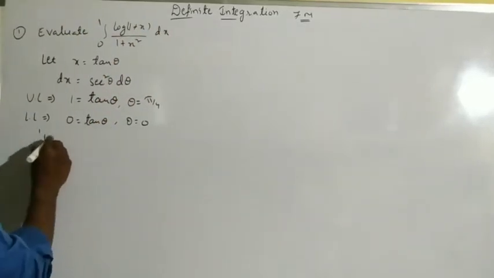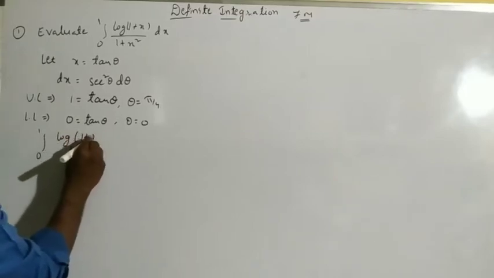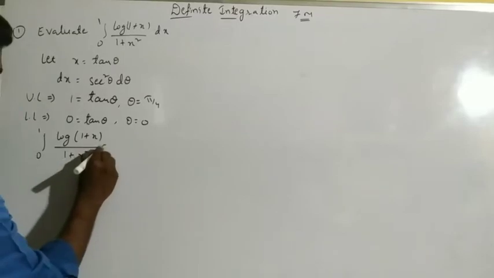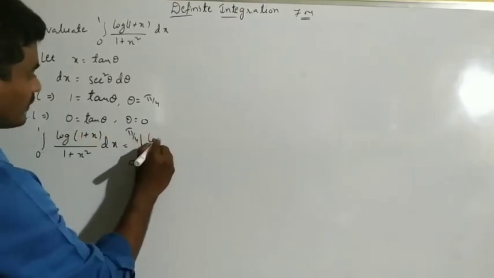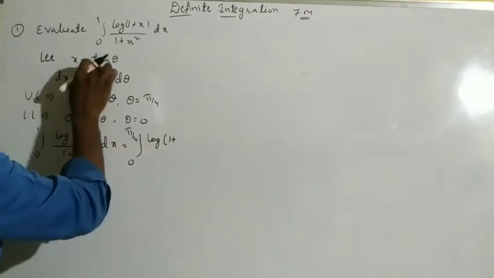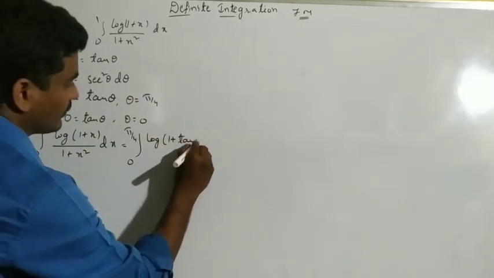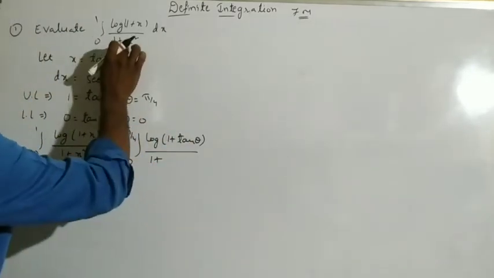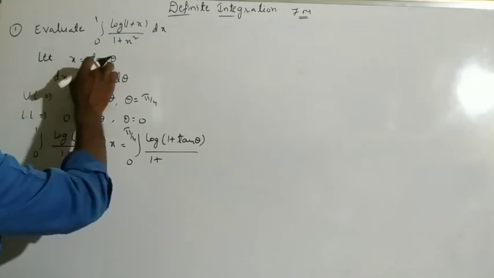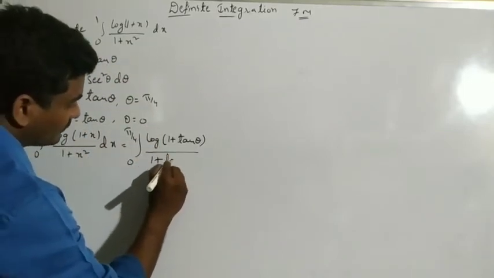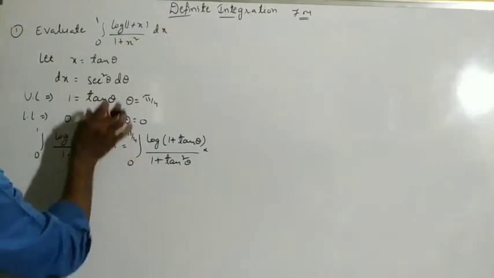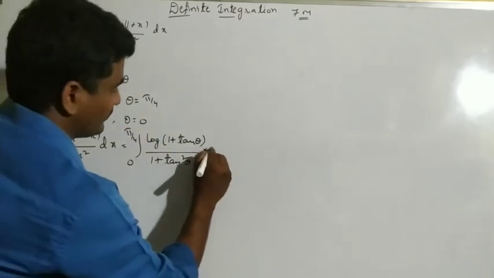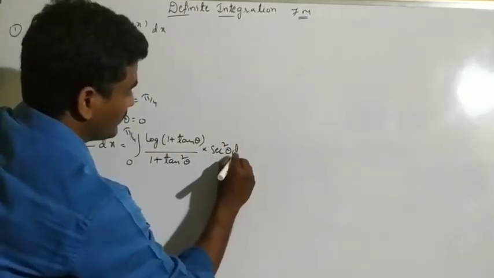The integral from 0 to 1 of log(1 plus x) by (1 plus x square) dx equals, after substituting, the integral from 0 to pi by 4 of log(1 plus tan theta) by (1 plus tan square theta) into dx, where x is tan theta, x square is tan square theta, and dx is secant square theta d theta.